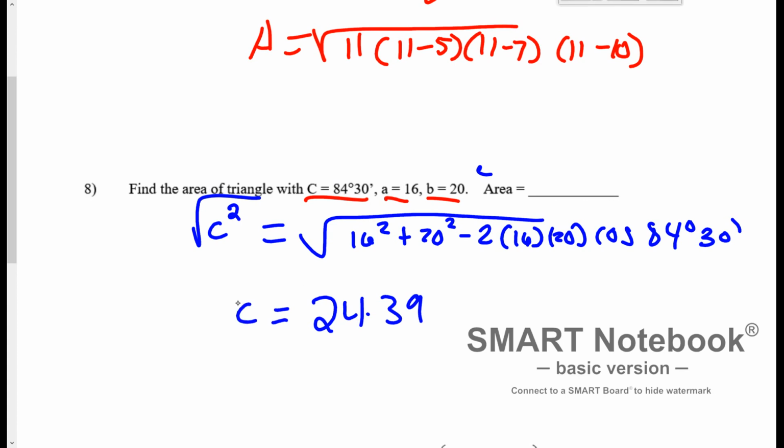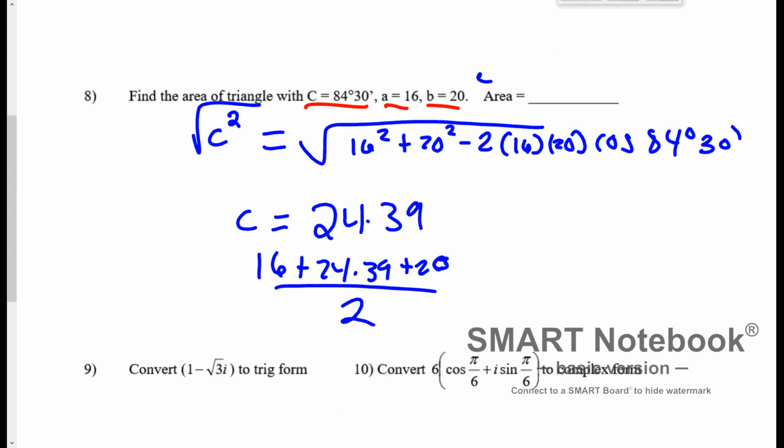Then I go ahead and calculate the semi-perimeter, add those up, 16 plus 24.39 plus 20, and divide that by 2. So I do that, and I get my semi-perimeter as 30.19.